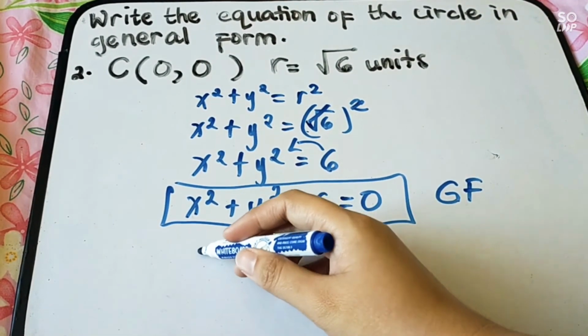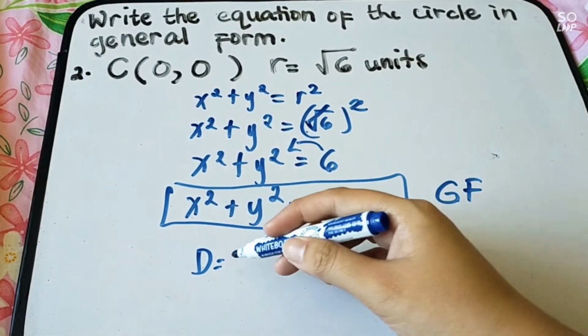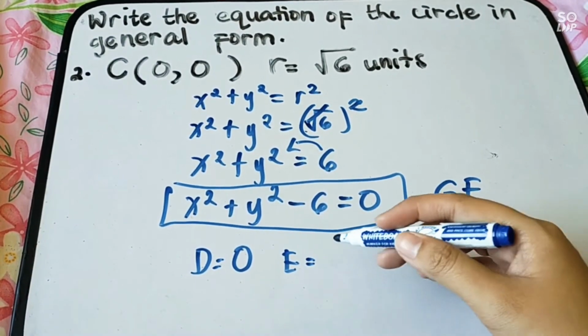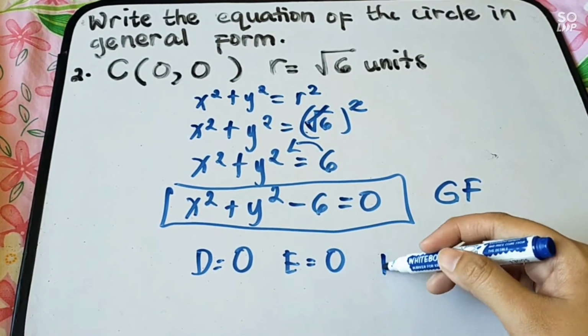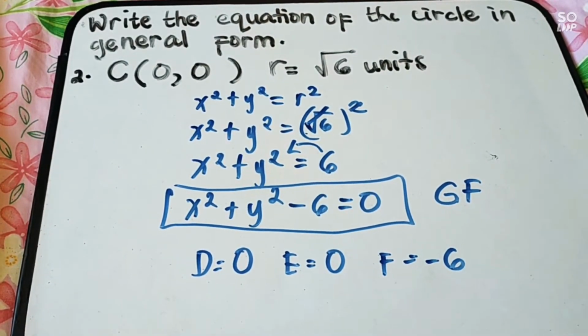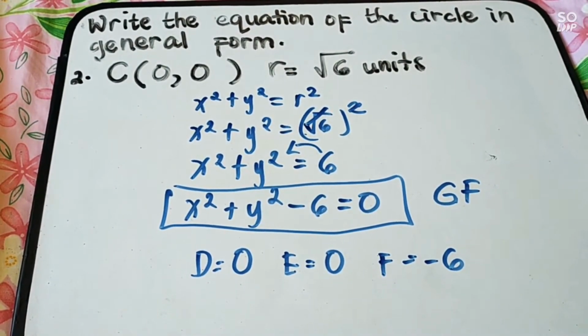Then, kung ang hinahanap mo ay D, meron bang D? We have 0. Kung ang hinahanap mo ay si E, meron bang E? We have 0. What is F? That is negative 6. Next, examples.